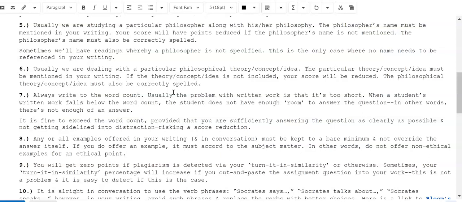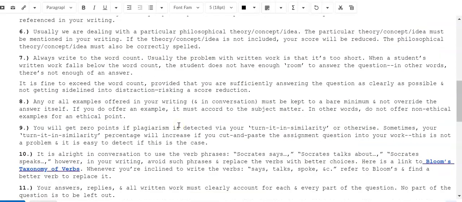6, we are usually, 7, always write to the word count. Usually the problem with a written work is it's too short. When a student's written work falls below the word count, the student does not have enough room to answer the question. In other words, there's not enough of an answer.